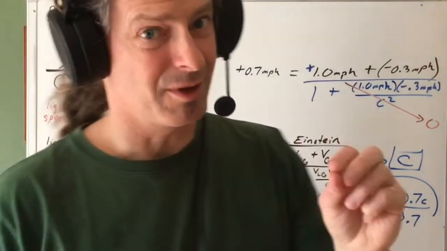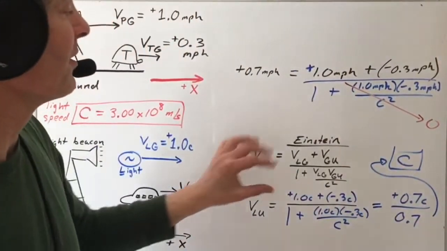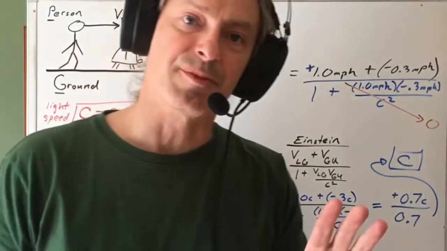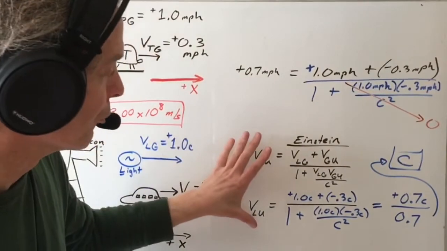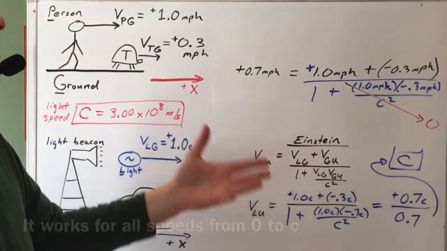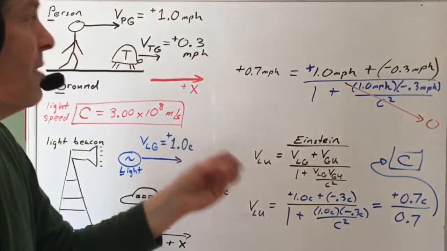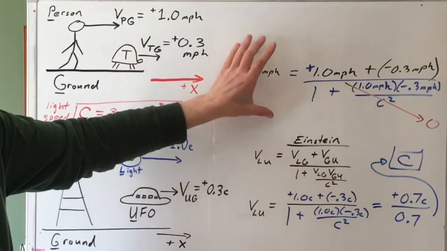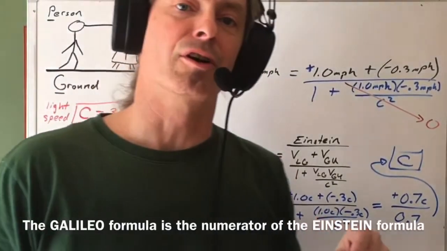All right, so I want to emphasize this. Some people think that the Einstein formula only works for high speeds. It actually turns out the Einstein formula is general, and that if you take the limit, the low speed limit, the Einstein formula reduces essentially to the Galileo formula.